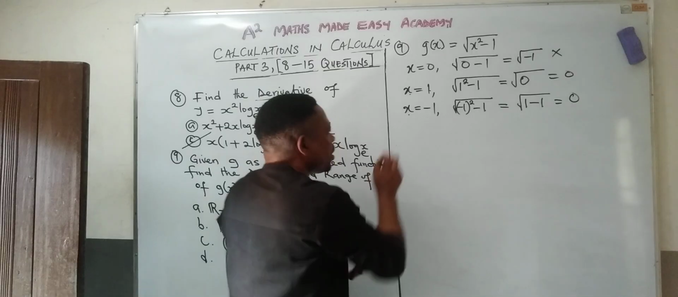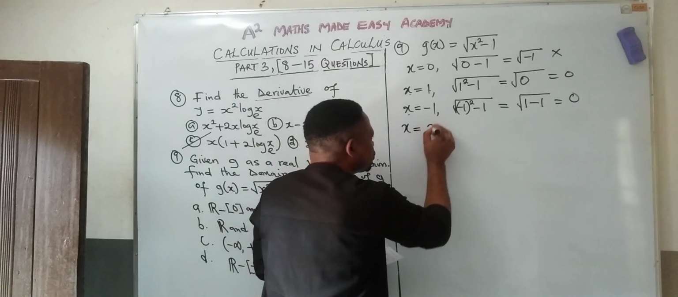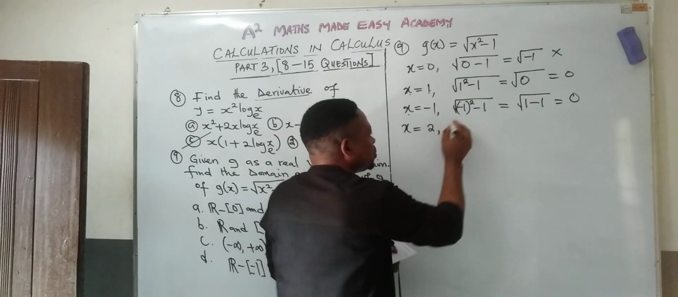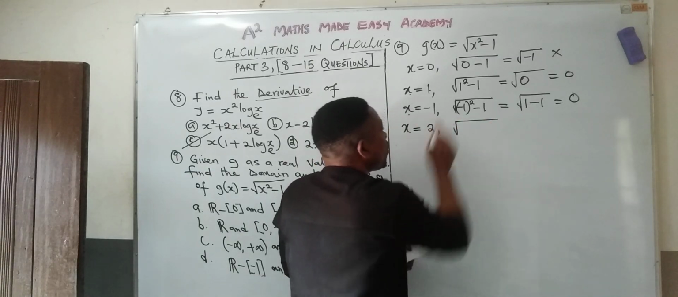Permit me to try when the domain is 2. Am I communicating? Can we substitute now? It will give us square root of, what is x?